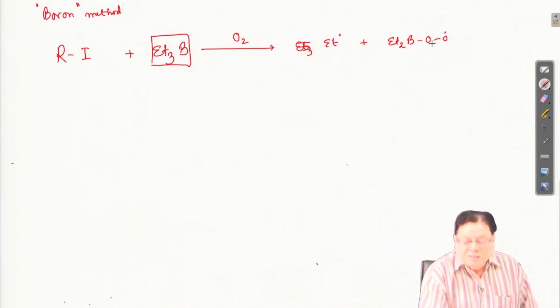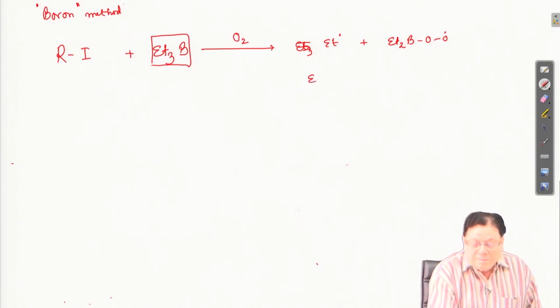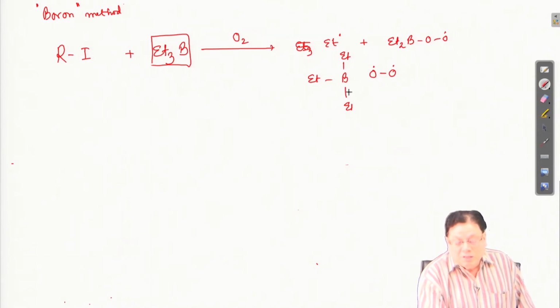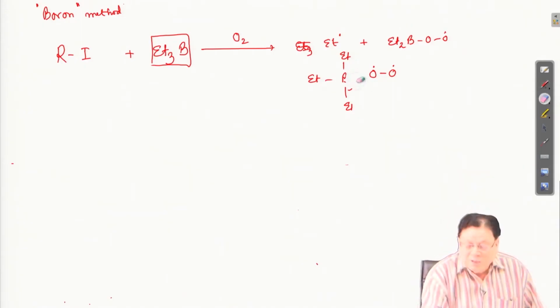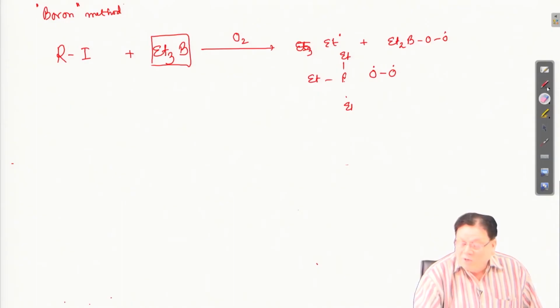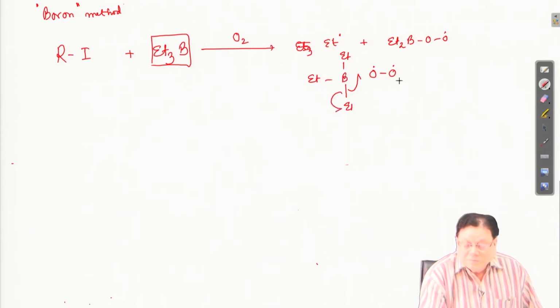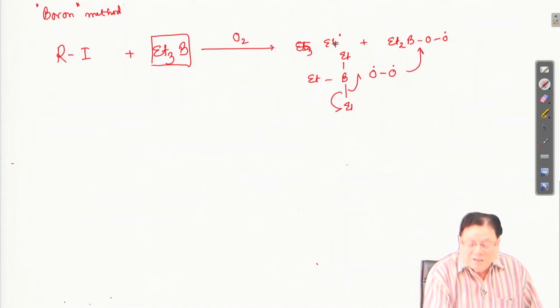Okay. So, basically what is happening is that you have triethylborane, you have this oxygen, one electron each. Now, to form a boron oxygen bond, you need one electron from one of the boron ethyl bonds. Again, that should be only one electron shift. So, you get this plus the ethyl radical.